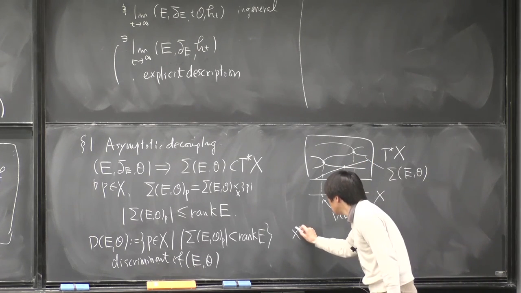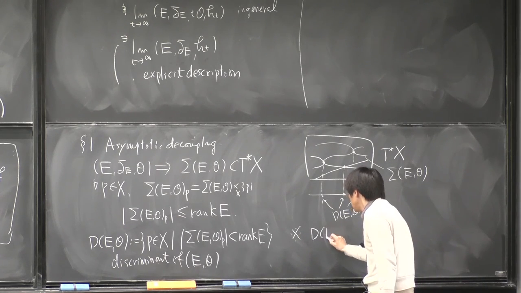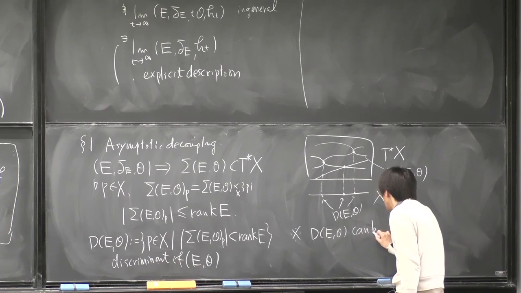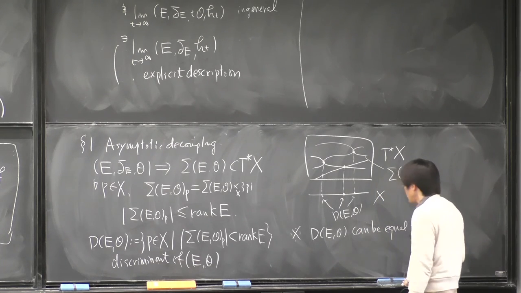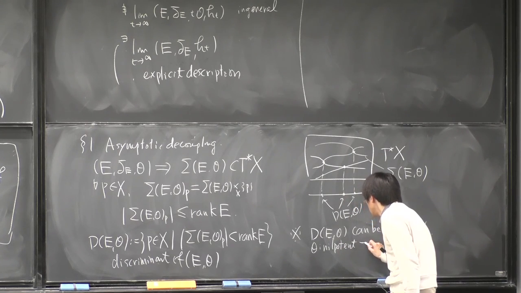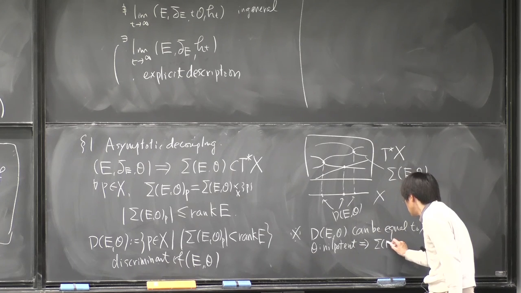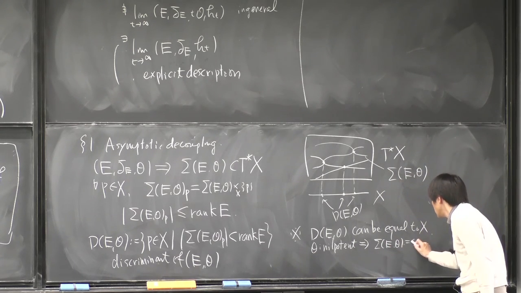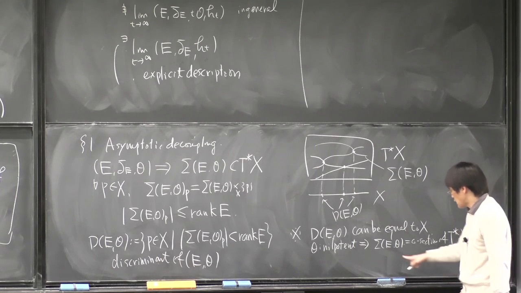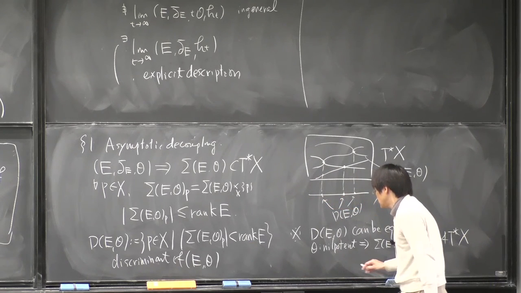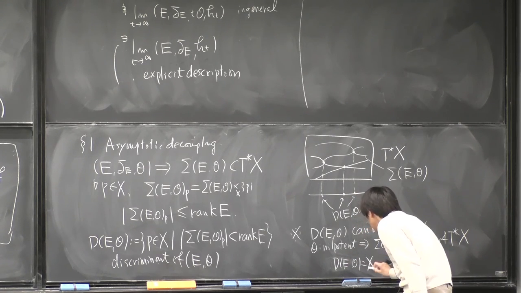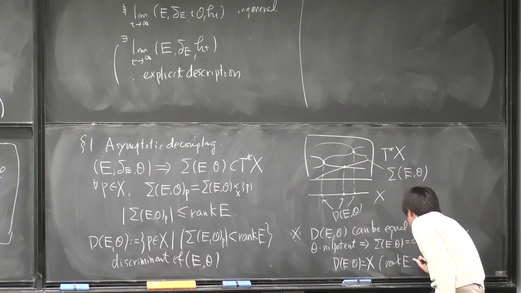But let me remark, in general, the discriminant can be equal to, for instance, X. For instance, if theta is nilpotent, then the spectral curve is the intersection of the cotangent bundle with the zero section, so the number of points in the fiber over P is always 1. So in this case, D(E, theta) is equal to X if the rank of E is larger than 1.